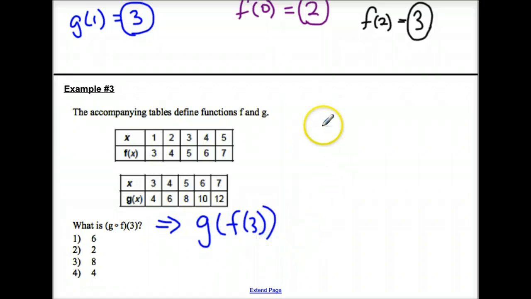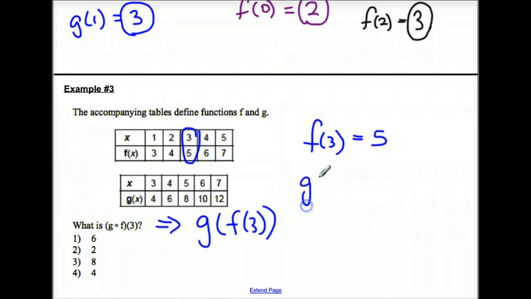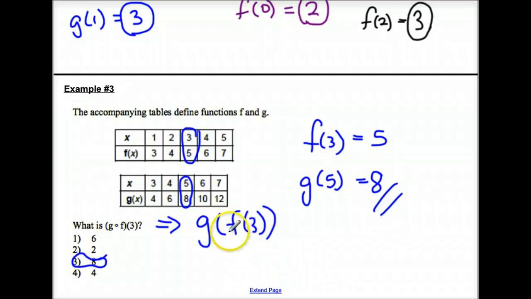So let's break this down. f of 3, meaning I'm looking at my f table, and at f of 3, it's 5. Then I'm going to find g of 5. I'm on the g table, and at g of 5, it's 8, which is choice number 3. Okay, got to break it down. Work inside, then come to the outside.